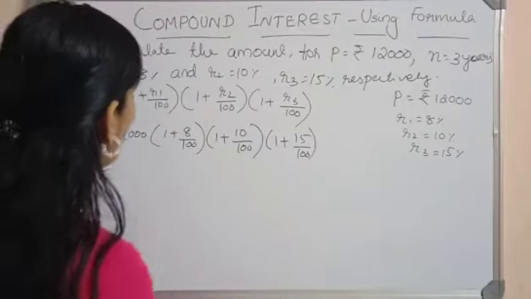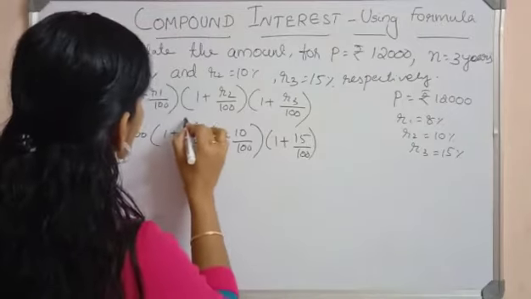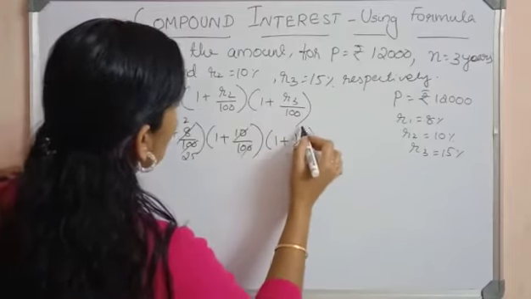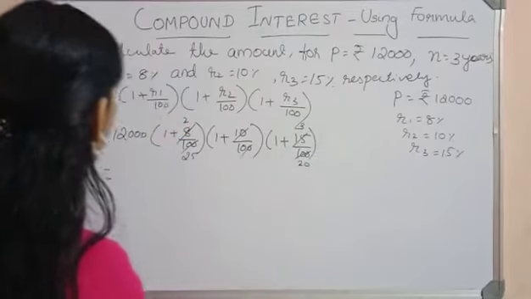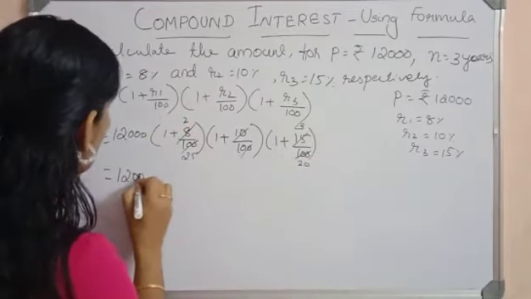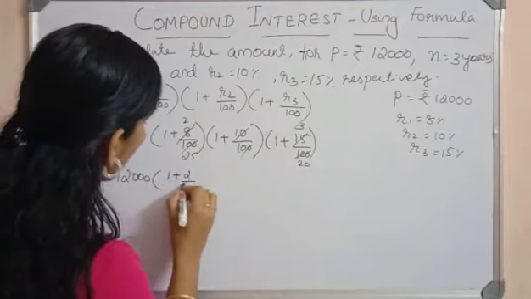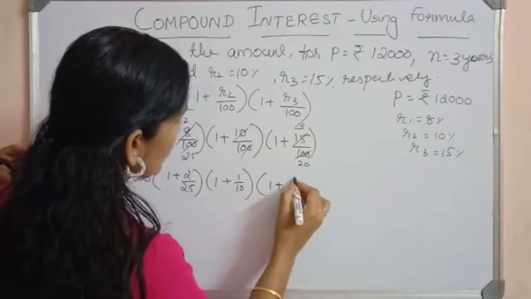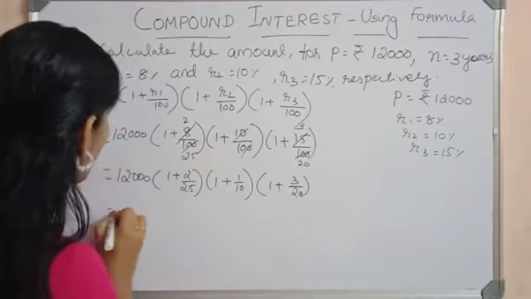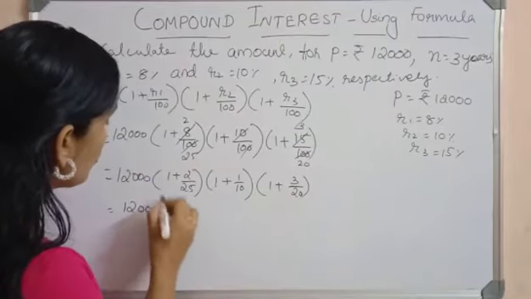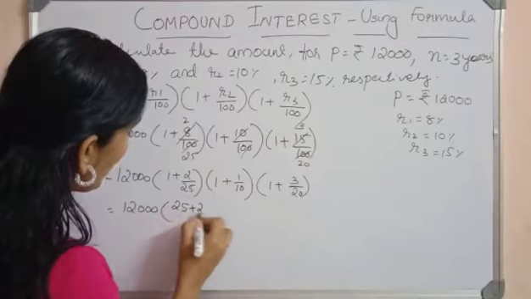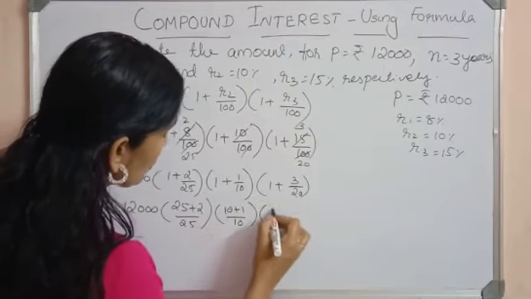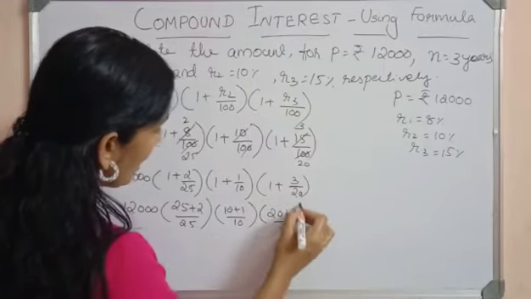And that's equal to 8 and 100 cancels. 2 4s are 8. 25 4s are 100. 0 0 cancels. 5 3s are 15. 20s are 100. You will get this as 12,000 into 1 plus 2 by 25 into 1 plus 1 by 10 into 1 plus 3 by 20. And that's equal to 12,000 into 25 plus 2 by 25 into 10 plus 1 by 10 into 20 plus 3 by 20.